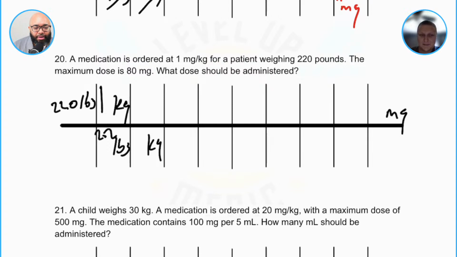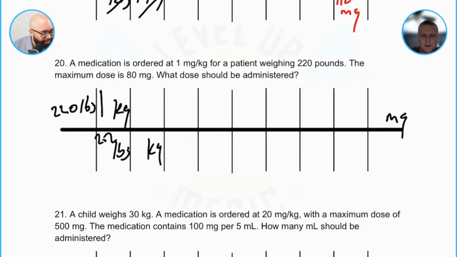What unit goes on top? Milligrams. Okay, all right. Now I need some numbers. Find something in this problem that talks about milligrams over kilograms. Where are my numbers? Put 1 milligram over 1 kilogram. Okay.